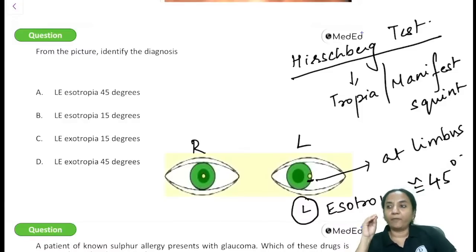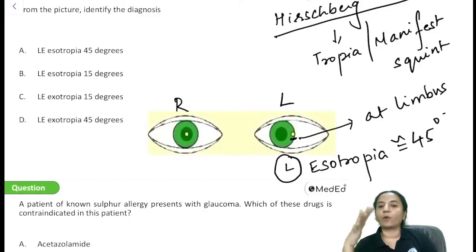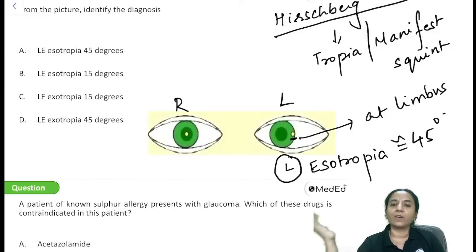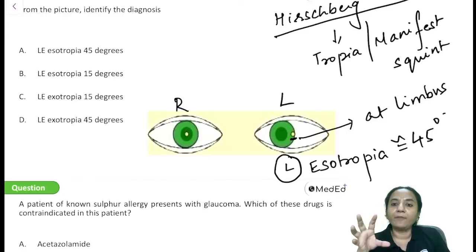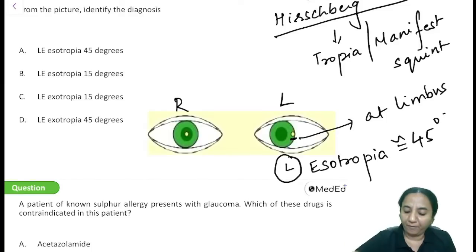So see, look at the reflection that is falling in the right eye. The reflection of the torch is right at the center of the pupil. That means the right eye has no deviation. The right eye is normal. In the left eye, the reflection of the torch is falling on the outer side. So if it's falling on the outer side, that means that the eye is deviated inwards. So that's why, you can make out from the picture also that it's a convergent squint. It's an inward deviation, that is, it is ESO. Now, how do you know how much of ESO? Because it is at the limbus, we have to assume that the ESO is around 45 degrees.